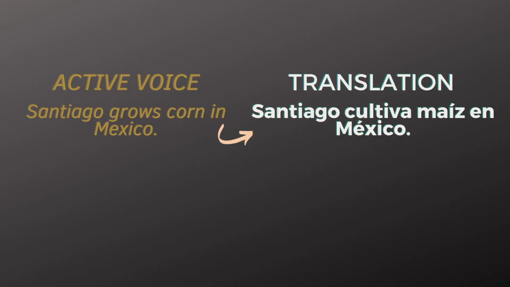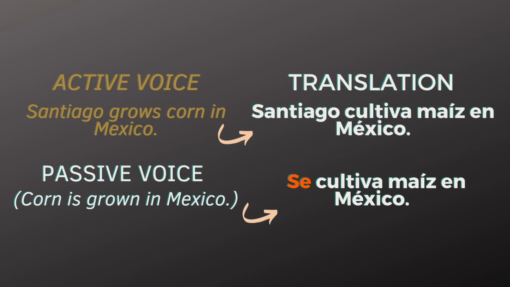Now let's take a look at those same sentences and see how we may choose to translate them into Spanish and how se can help us when we're working with the sentence in the passive voice. So first, Santiago grows corn in Mexico. Santiago cultiva maíz en México. How do we make this passive? By using se. We don't have to change the sentence much. Notice, se cultiva maíz en México. We put the se before the verb. We no longer talk about the person who did the action, and everything else stayed the same.